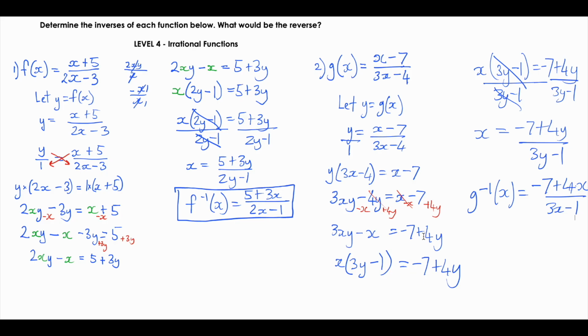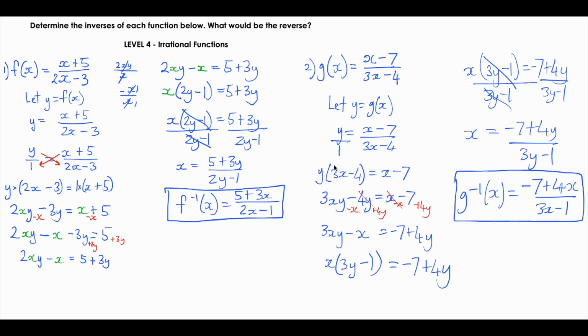And that's the answer right there. This 7 can still be minus 7, because remember we left it as minus 7 here. You see the 7 was negative here? Yeah, so that's why we kept it here.